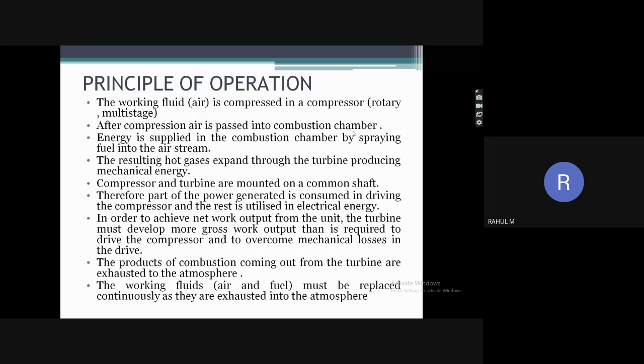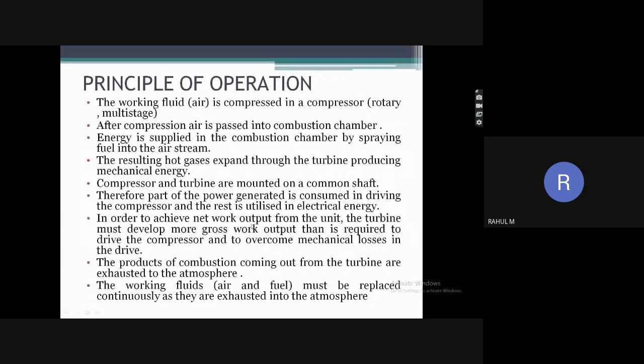How it works. Starting with the working fluid, which is air, it is compressed in a compressor, which is a rotary multi-stage compressor. After compression, air is passed into the combustion chamber. Energy is supplied in the combustion chamber by spraying fuel into the airstream. The resulting hot gases expand through the turbine, producing mechanical energy. Compressor and turbine are mounted on a common shaft. Therefore, part of the power generated is consumed in driving the compressor, and the rest is utilized as electrical energy.